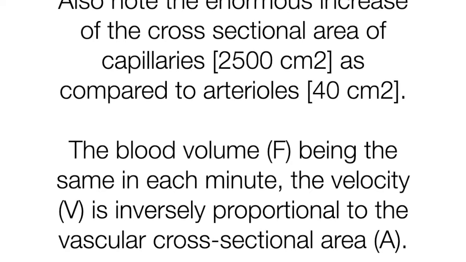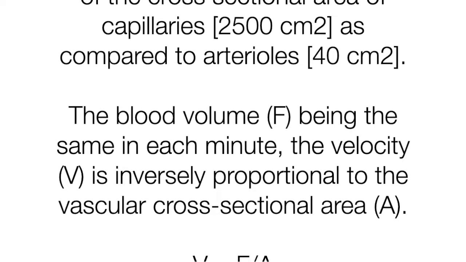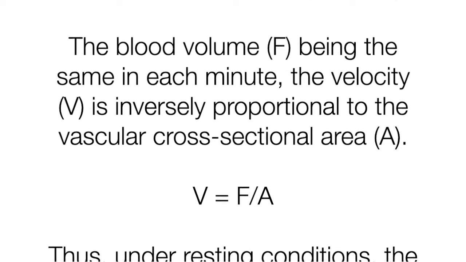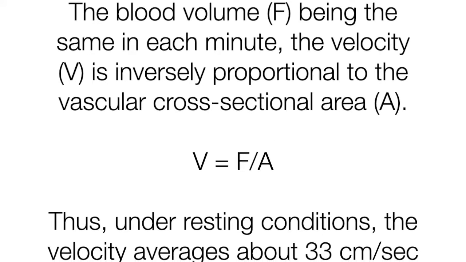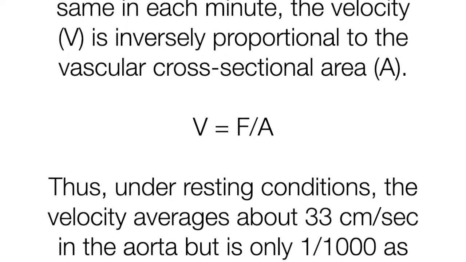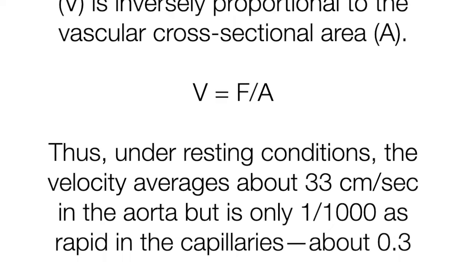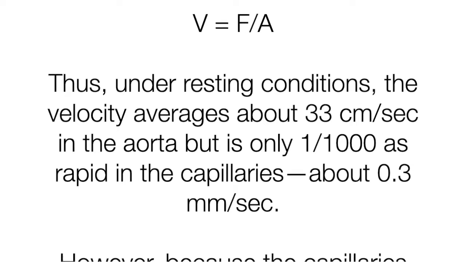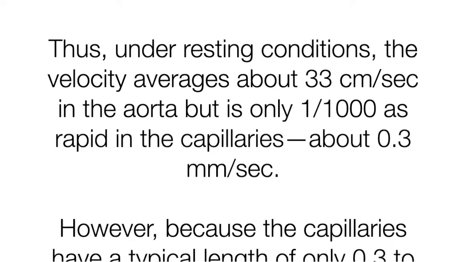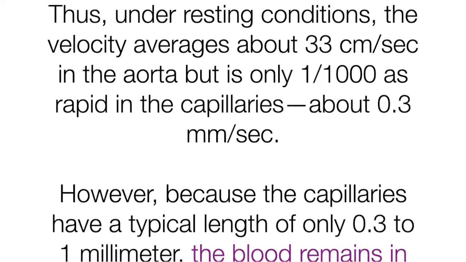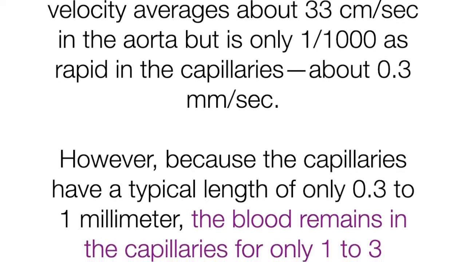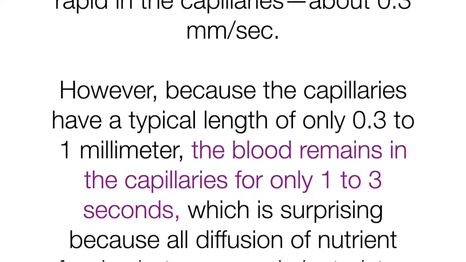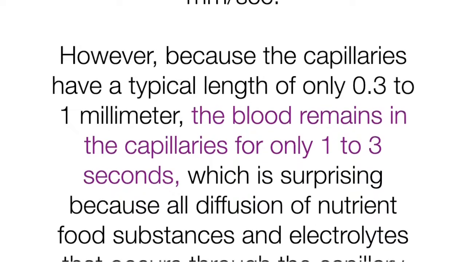The blood volume flow F being the same in each minute, the velocity V is inversely proportional to the vascular cross-sectional area, that is, velocity equals blood volume flow divided by the cross-sectional area. V is equal to F by A. Thus, under resting conditions, the velocity averages about 33 cm per second in the aorta, but is only 1/1000th as rapid in the capillaries, about 0.3 mm per second.